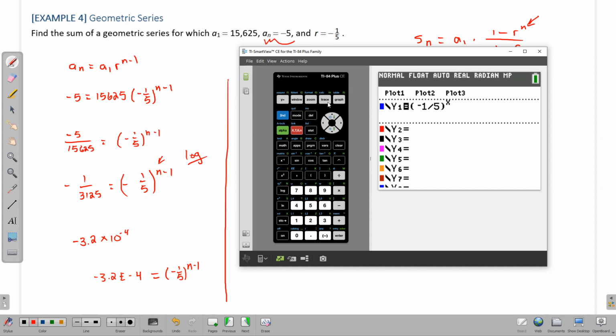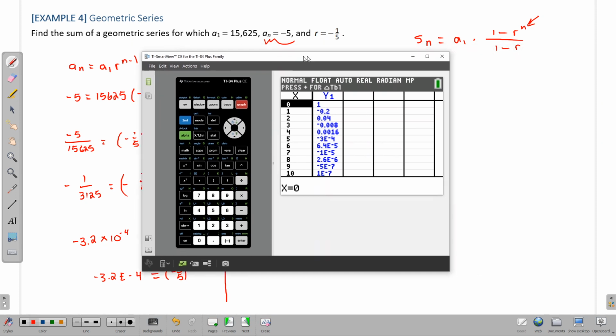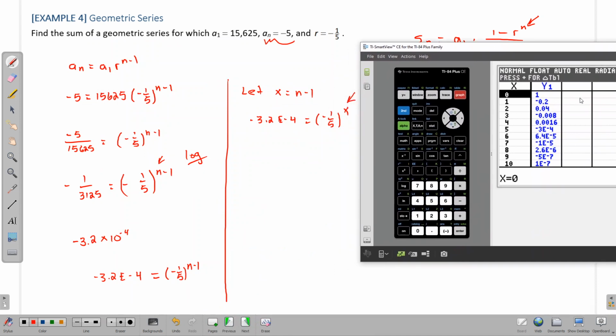So to do that, we're going to make a table. To make a table, you can hit second and then the graph button. You can see table above it. Okay, and this is going to plug in different exponents for us. And what we're looking for over on the y1 column, we're looking for this decimal here.